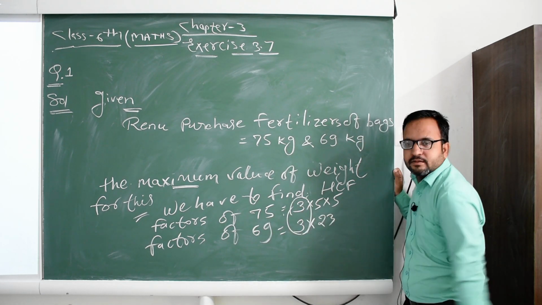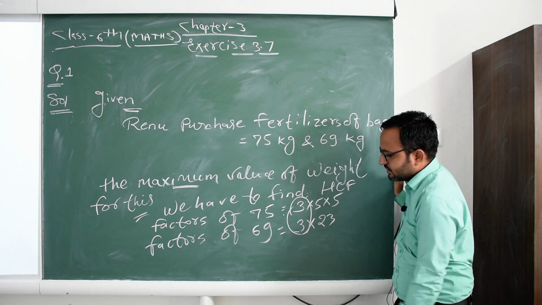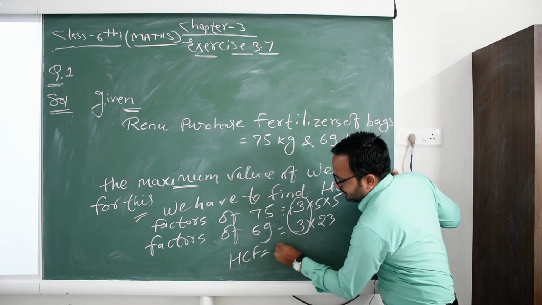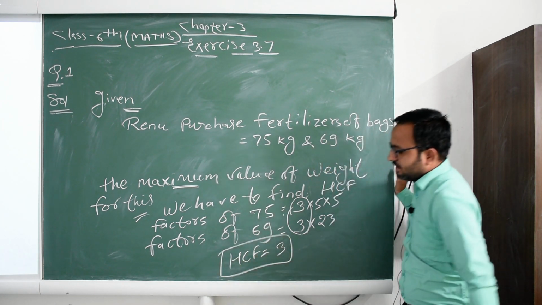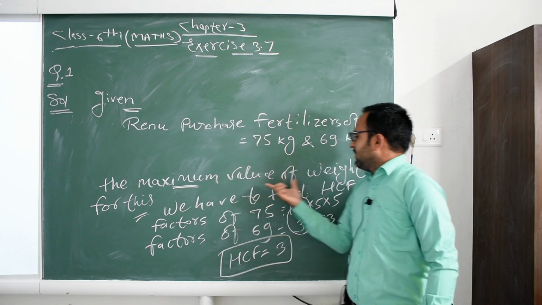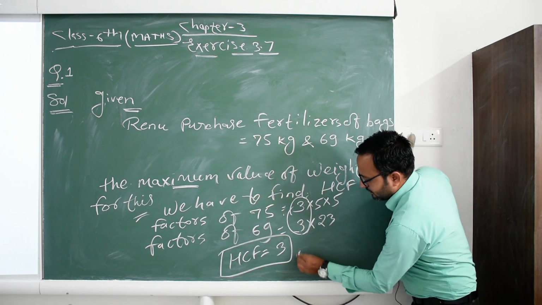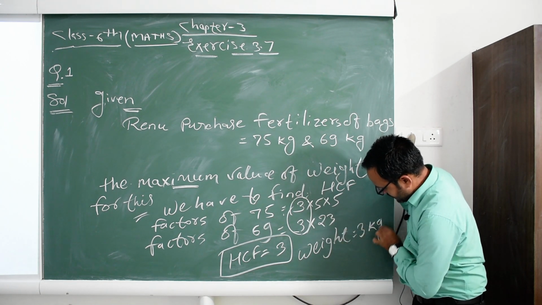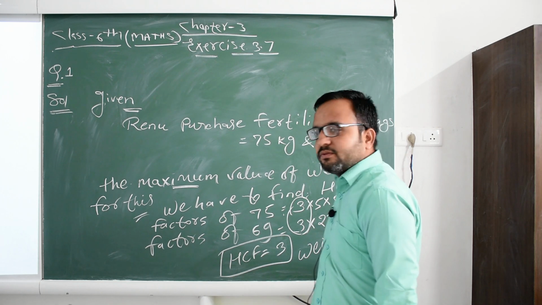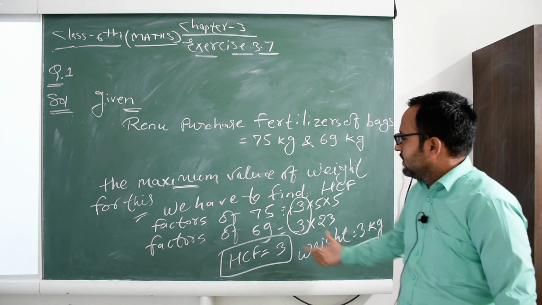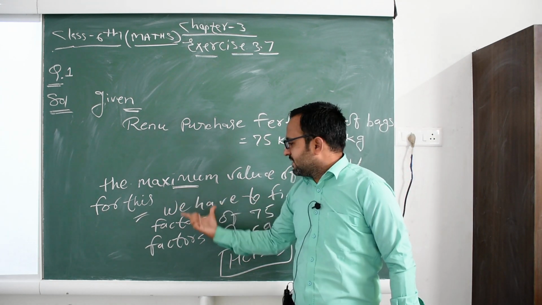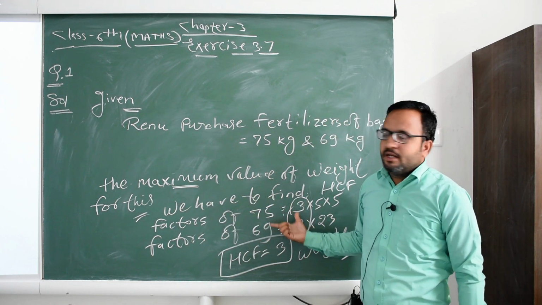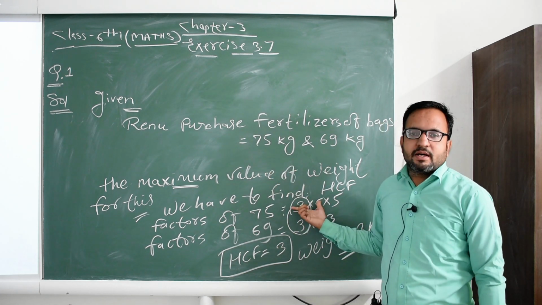So 3 and 3, 3 is common. So 3 is a common factor, and your HCF will be 3. Therefore the maximum value of weight is 3 kg. Weight equal to 3 kg is your answer. So in the case of maximum we find the HCF, and in the case of minimum we find the LCM. This is your solution of question number 1.